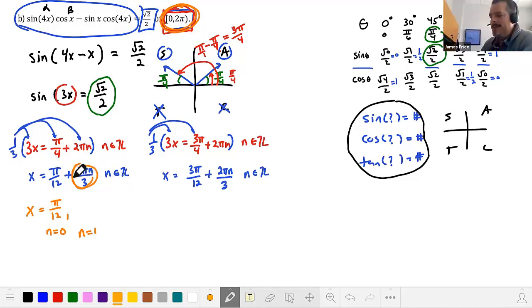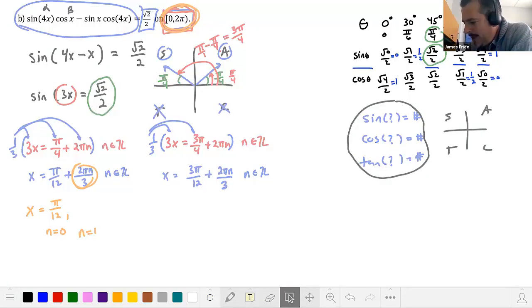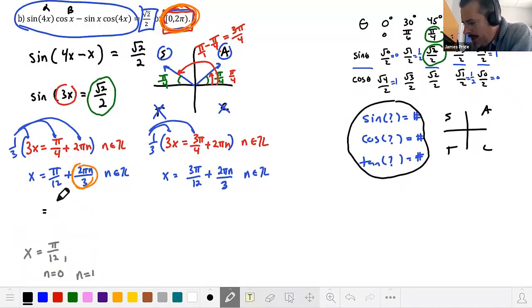I can't do that. I don't have a common denominator. So I need common denominators first. So let's make common denominators here. I'm going to give myself a little more space. That's equal to, of course, pi over 12, and then plus, you multiply top and bottom by 4, you get 8 pi n over 12. Now it's easy to let n be 1. So you just add 8 pi over 12 to pi over 12. You get 9 pi over 12.